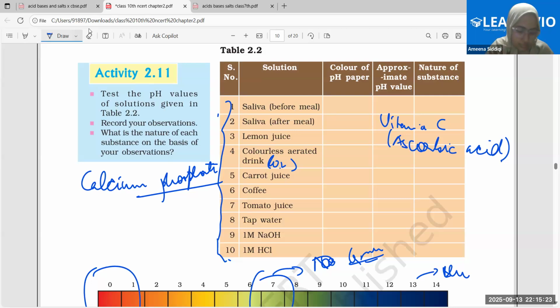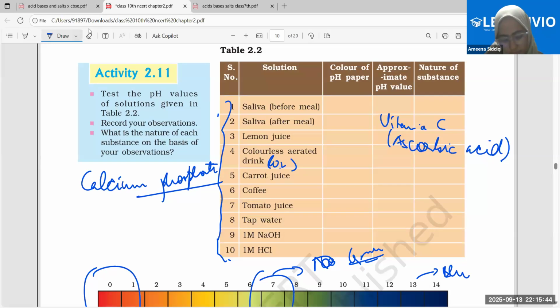Carrot juice. Between 6 to 7, but write 6.2 for a specific value. Basically, the point is it's slightly acidic, okay? Because other juices, like apple juice, are more acidic than the carrot juice.